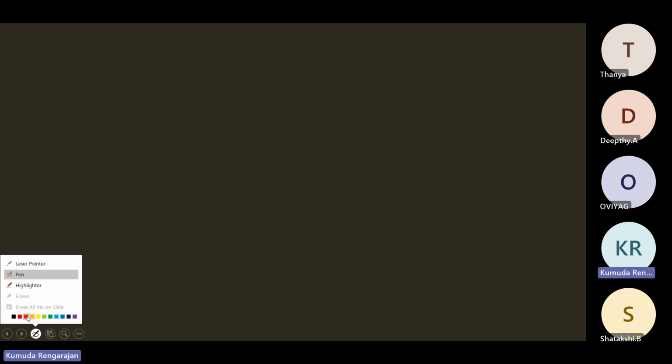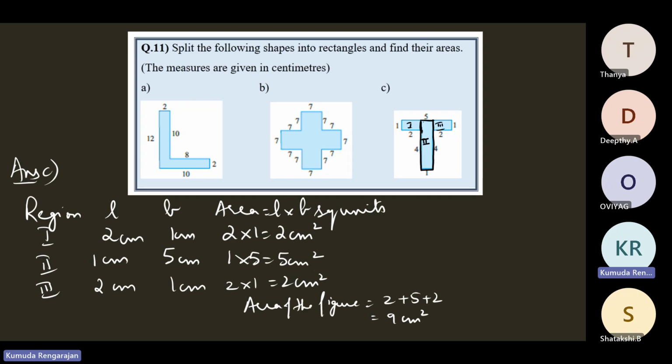So you have to find the area of this letter E. We found the area of the letter L. You can see here the letter L and the letter T. So now let's find the area of the letter E.